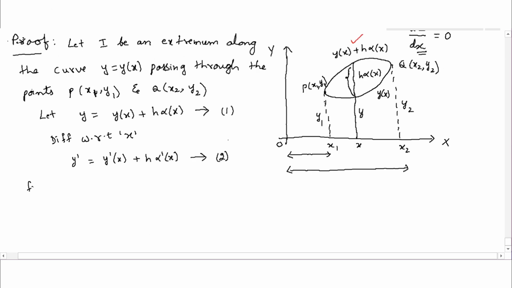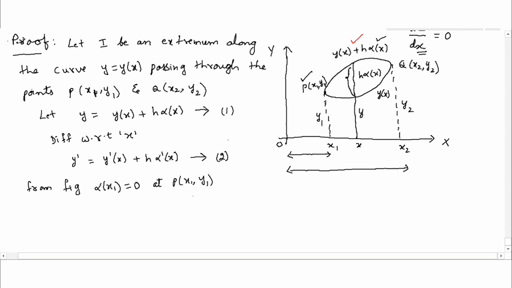So from the figure, if you observe, at the point P of x1 comma y1, what will be the value of alpha of x1? This particular value of alpha at the point P. Alpha of x1 will be equal to 0 because both the curves are coinciding each other. Therefore, its value will be 0 at the point P of x1 comma y1.